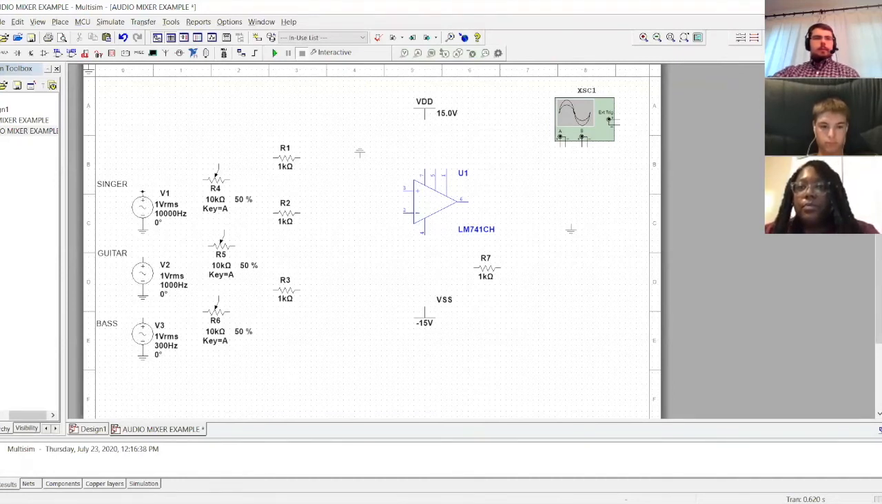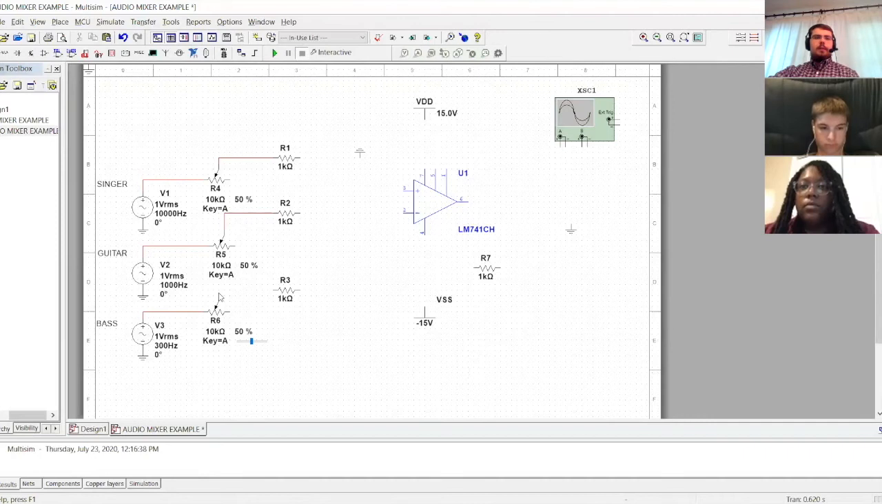Okay, so to get this audio mixer to work, we have to connect all our sources or components together. We start off by connecting the input sources into our potentiometers. The potentiometers are what allow us to physically change the input of each source into the op amp.